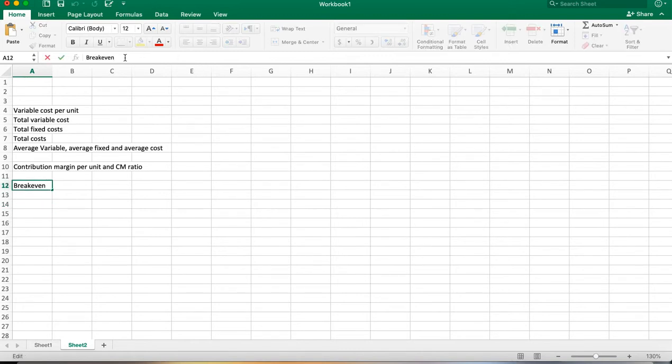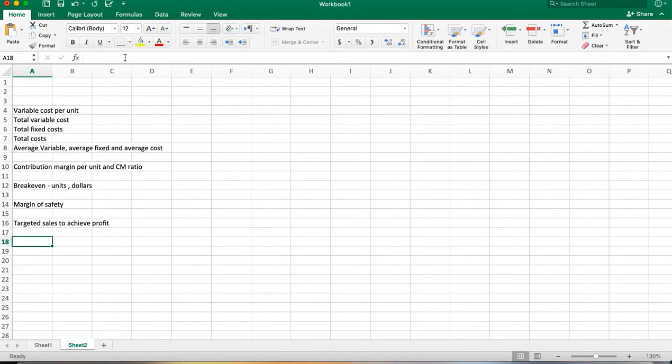So be careful that you are understanding what you're giving me. Is it units? Is it dollars? Etc. I just want to see that you have a good understanding of that. And then margin of safety, and then targeted sales to achieve a profit. So pretty straightforward, very similar to your Module 1 and Module 2 quizzes.